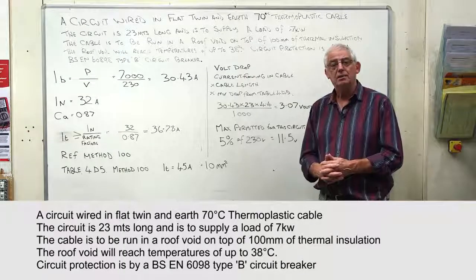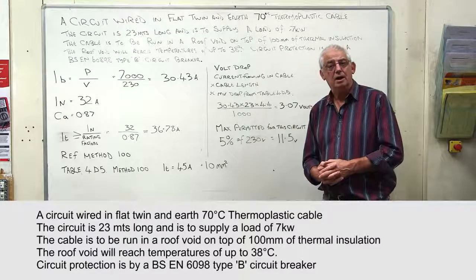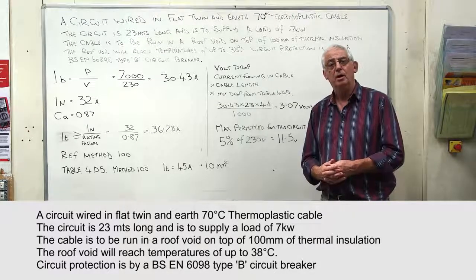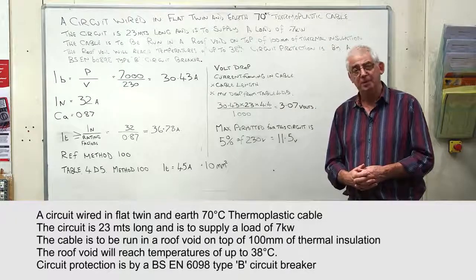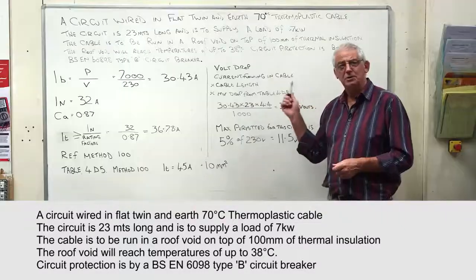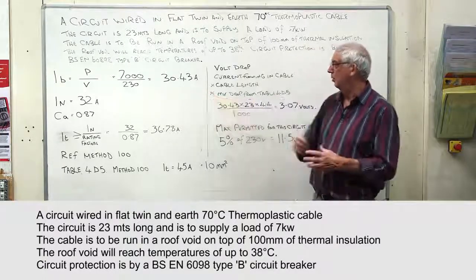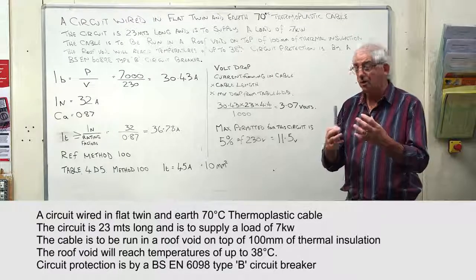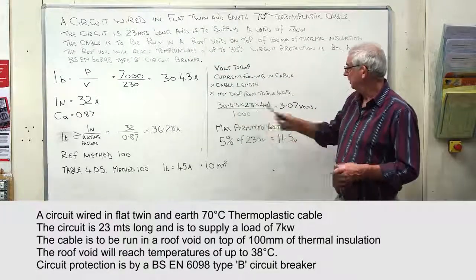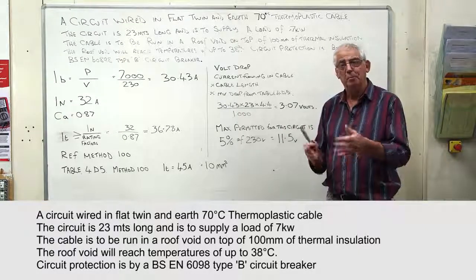So using our table again, 4D5, if we look to the right-hand side, we'll see that our cable that we're going to install, a 10mm cable, has a volt drop of 4.4 millivolts per amp per metre. When we say per amp, we mean the amount of current which is actually going to flow in the cable. So for our case, we use 30.43, that's the amount of current that our load is going to use. It's 23 metres long, and it's 4.4 millivolts per amp per metre.